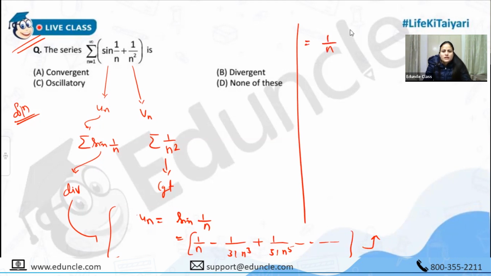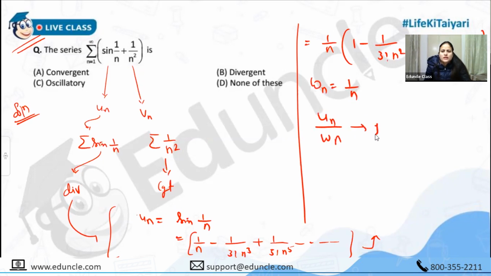Take 1 by n outside, so what do we get? 1 minus 1 by 3 factorial n square plus 1 by 5 factorial n raised to 4 and so on. Okay? So I can take Vn as 1 by n, then not Vn, say Wn. Because Vn was the other series I had taken, so I took Wn. I am taking Wn equal to 1 by n, then Un by Wn.